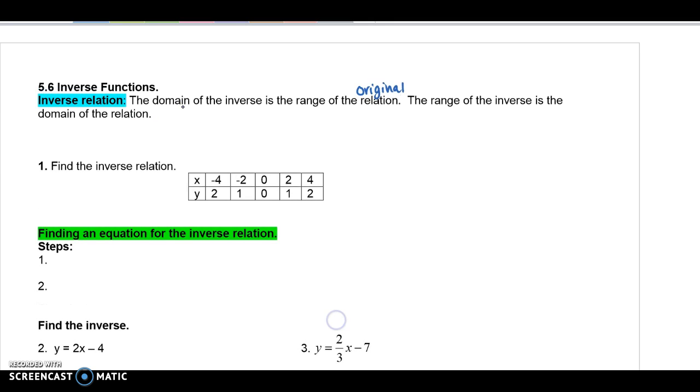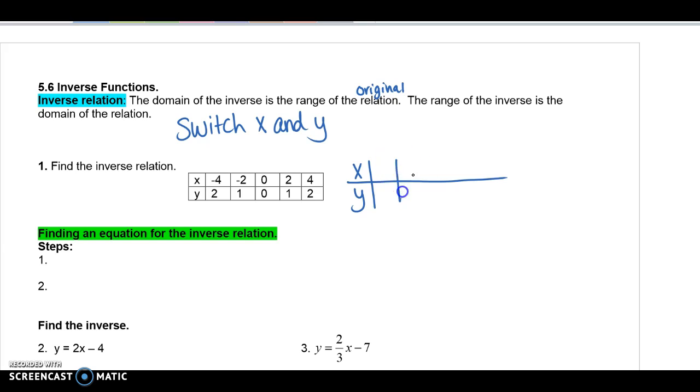Basically what this means is we are switching x and y. X and y are inverting. They are changing places. So here's an original relation that has 5 points.